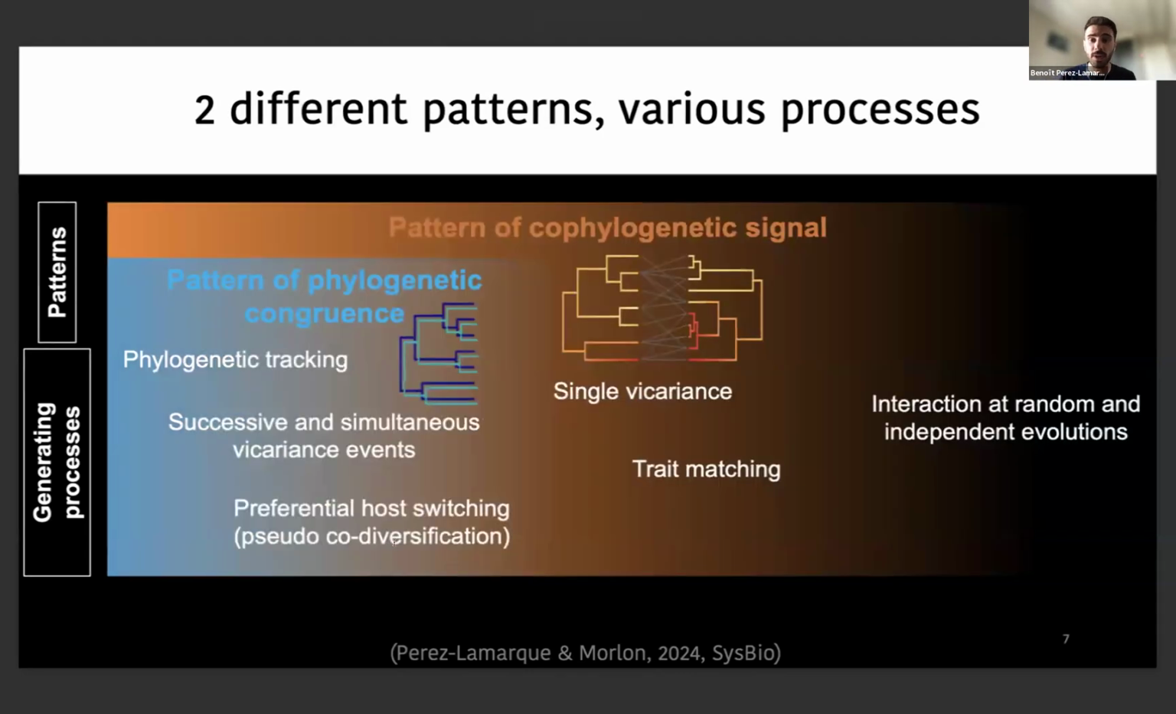And the pattern of co-phylogenetic signal, this one is much broader and can be explained by a variety of different processes, such as, for instance, a single event of vicariance, or also trait matching. So if there are some evolutionarily conserved traits that are playing a role in the assembly of the interaction, it can also generate co-phylogenetic signal, without having a phylogenetic congruence.